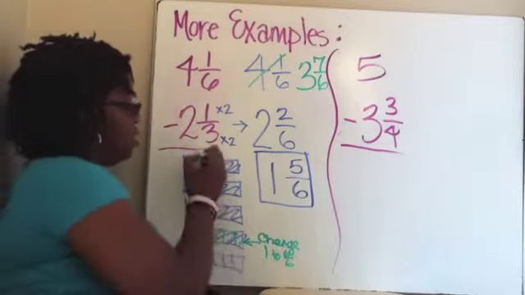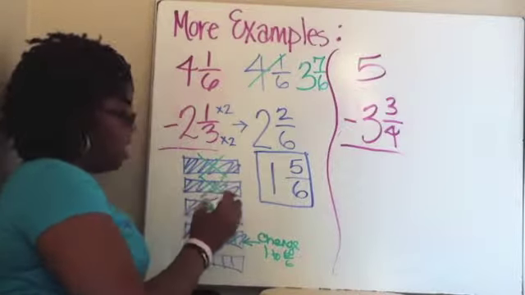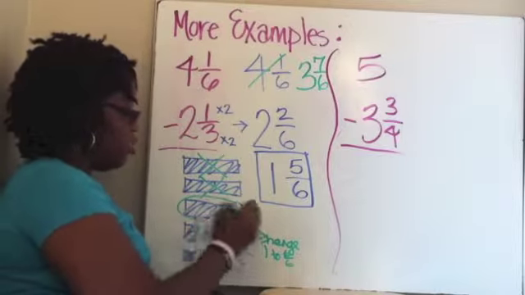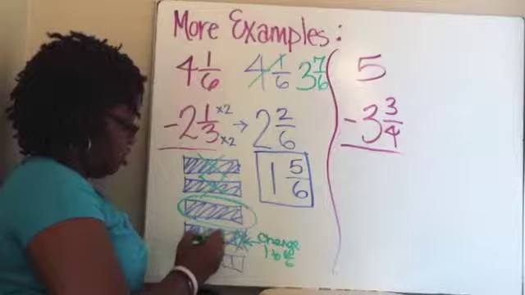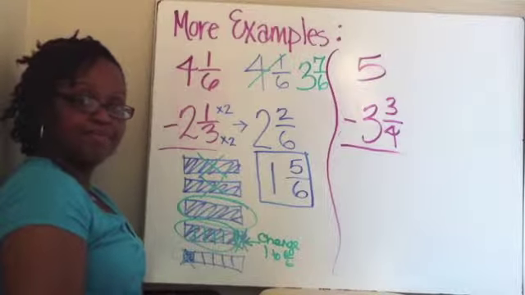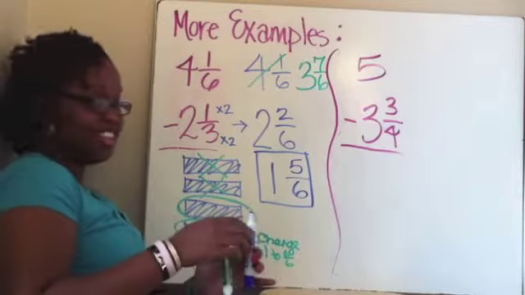If we're taking away 2 wholes and 2/6, okay, that leaves me with this 1 whole, and then 1, 2, 3, 4, 5, 6. Okay? Hopefully you're getting the hang of it. Let's look at another example.